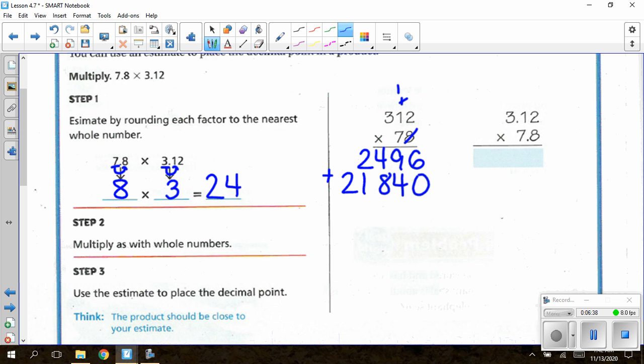Now we need to add both partial products together. So 6 plus 0 is 6. 9 plus 4 is 13, carry my 1. 8 plus 4 is 12, plus 1 is 13, carry my 1 again. 1 plus 2 is 3, plus 1 is 4, and then bring down my 2.